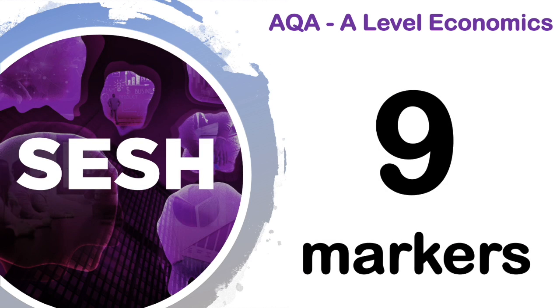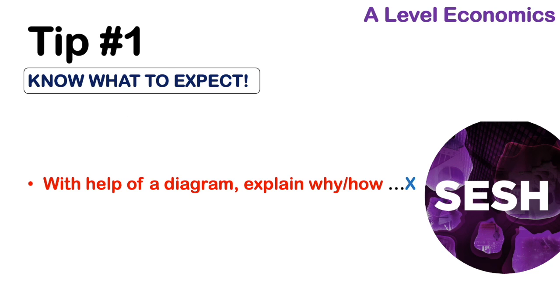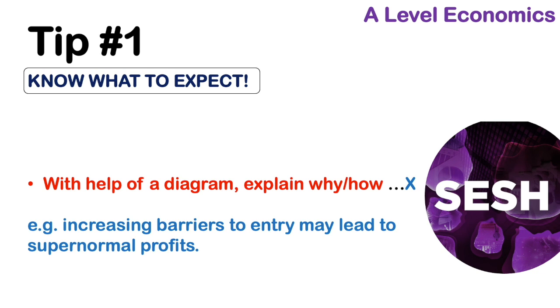Session on 9 markers. This is for AQA A-level economics. Let's go through tips, technique and timing. So tip number 1, know what to expect. With these questions, they're likely to be phrased as so: with help of a diagram, explain why or explain how X could happen. X could be, for example, increasing barriers to entry may lead to supernormal profits.